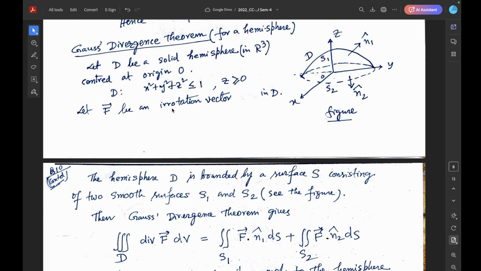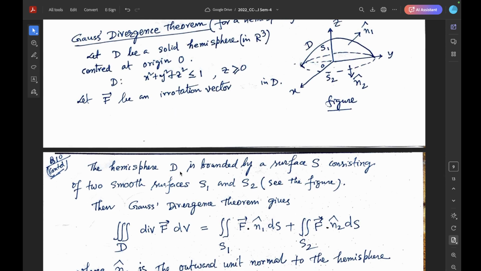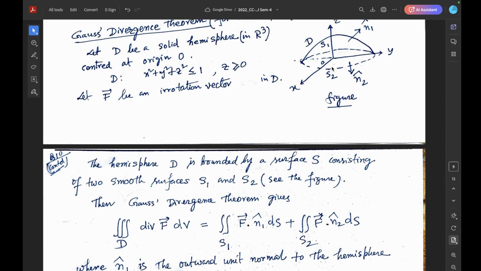Let F vector be an irrotational vector. The hemisphere D is bounded by the surface S, consisting of two smooth surfaces S1 and S2. See the figure. This is the S1 surface, the curved surface of the sphere, and this S2 is the circular plate on the xy plane, combining these two surfaces S1 and S2.